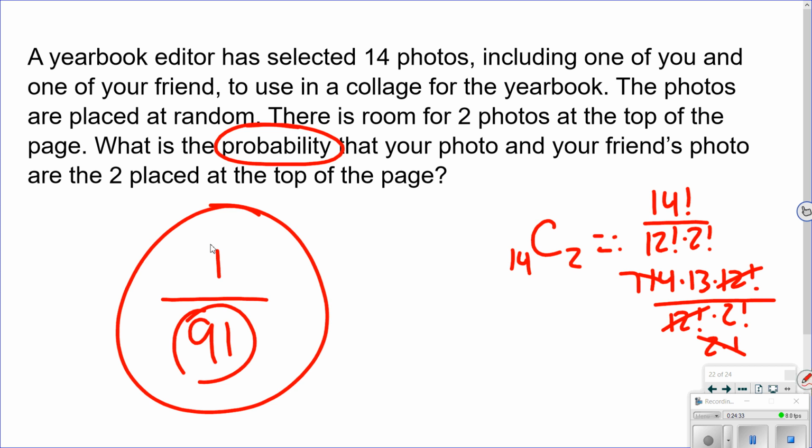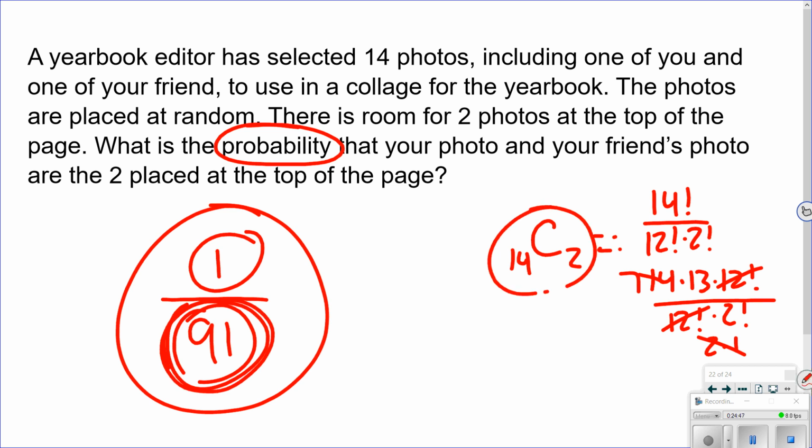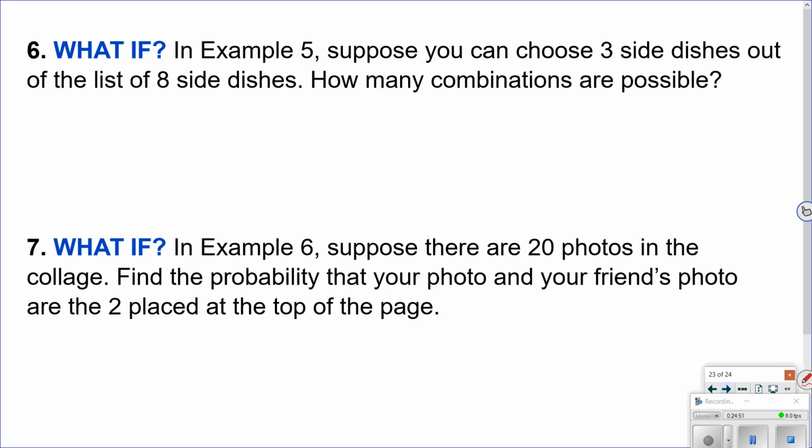If it just asks you to count the outcomes, that's great. It's just a number. But if it asks you to find the probability, set it up like a probability problem. Favorable outcomes over possible outcomes. To find the possible outcomes, you're going to be using these shortcut counting methods, depending on whether it's a combination or a permutation. You guys try these 2.